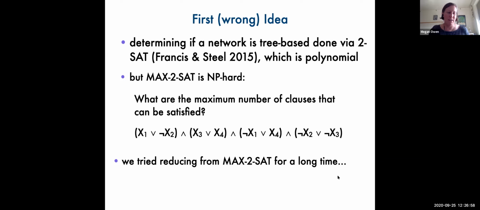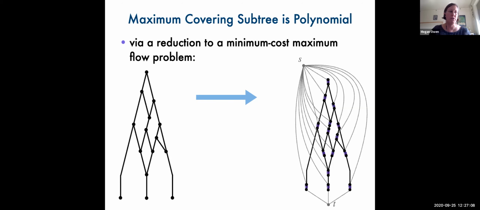We tried this for quite a long time, and that was why we never published anything, because it turns out that's the wrong idea, and the problem is polynomial. One of our students came back and looked at the problem again, and got us thinking more in the polynomial direction, and so we were able to come up with it. It turns out you can find the covering subtree by a reduction to a minimum cost maximum flow problem.